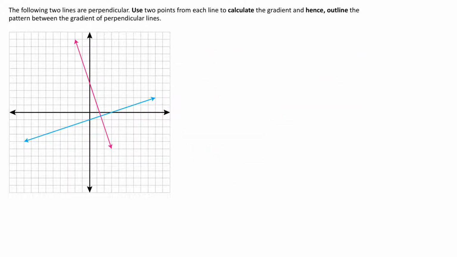The second activity says the following two lines are perpendicular, and it says to use 2 points from each line to calculate the gradient and hence outline the pattern between the gradients of perpendicular lines. So reading the question again carefully, use 2 points, so I have to pick 2 points from each line, so we can do that, and then we can calculate the gradient and hence, so hence means use the information from previous work to outline the pattern between the gradient.